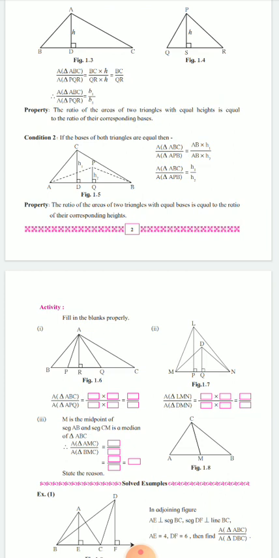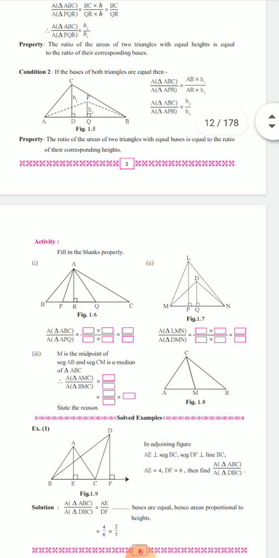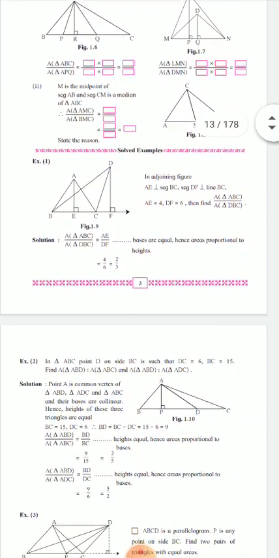And the second property states that if there are two triangles and their heights are different and the base is the same, then we have to consider the ratio of their corresponding heights only. Okay, so in this way you can easily calculate the ratio of areas of triangles. Now we will see some examples based on which you can easily understand these concepts again.